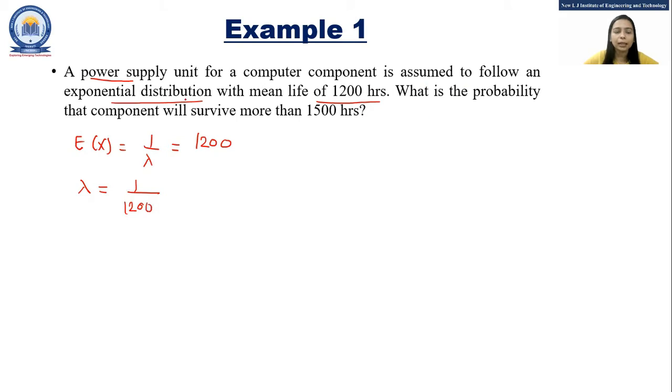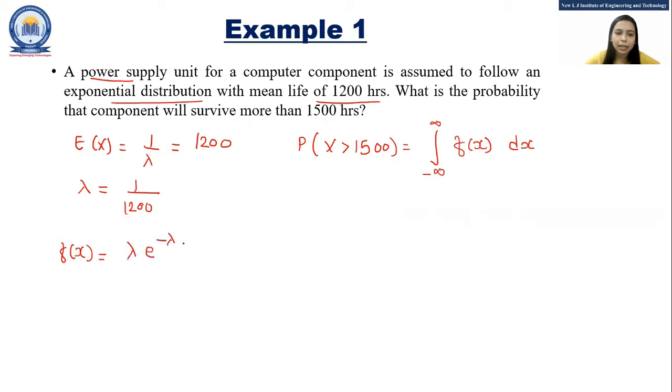What is the probability that the component will survive more than 1500 hours? So P(X > 1500) is given by the integral of f(x) dx. The probability density function for the exponential distribution is given by λe^(-λx) for x > 0. So λ is 1/1200, and f(x) = (1/1200) e^(-x/1200).